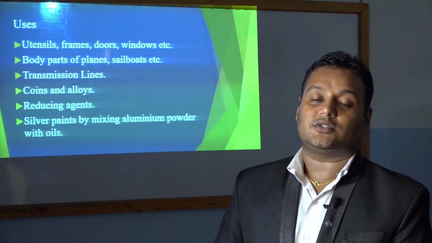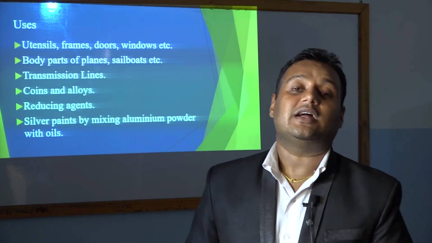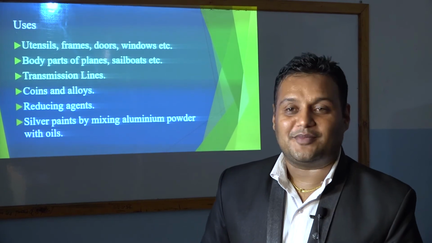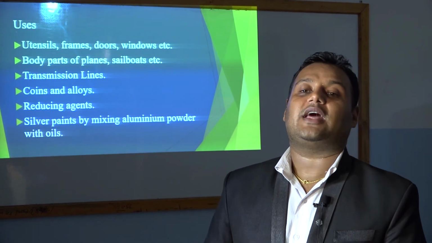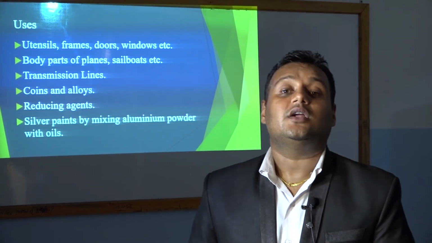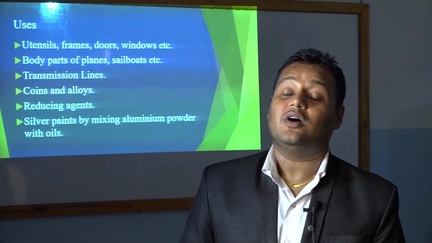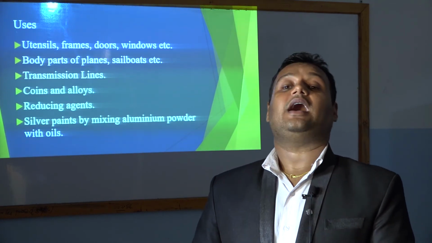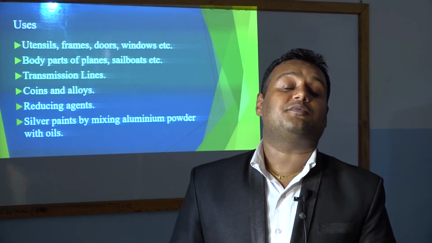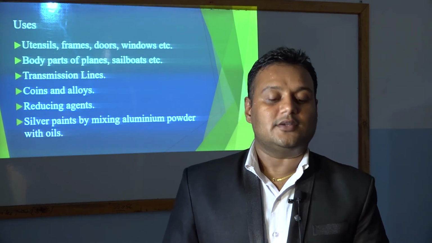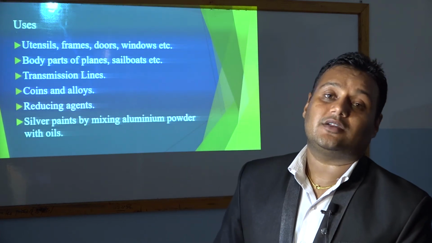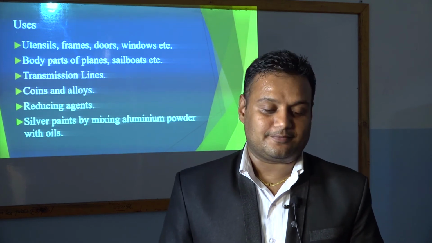Frames, doors, windows. That means nowadays grilled windows are being used day by day, which are made from aluminum. Even the doors are made of aluminum. It is lightest, it is non-corrosive, it is non-rusting too. So aluminum is replacing iron in this way. Nowadays aluminum doors are preferred over iron doors. In case of cost, aluminum is even less costly than iron.